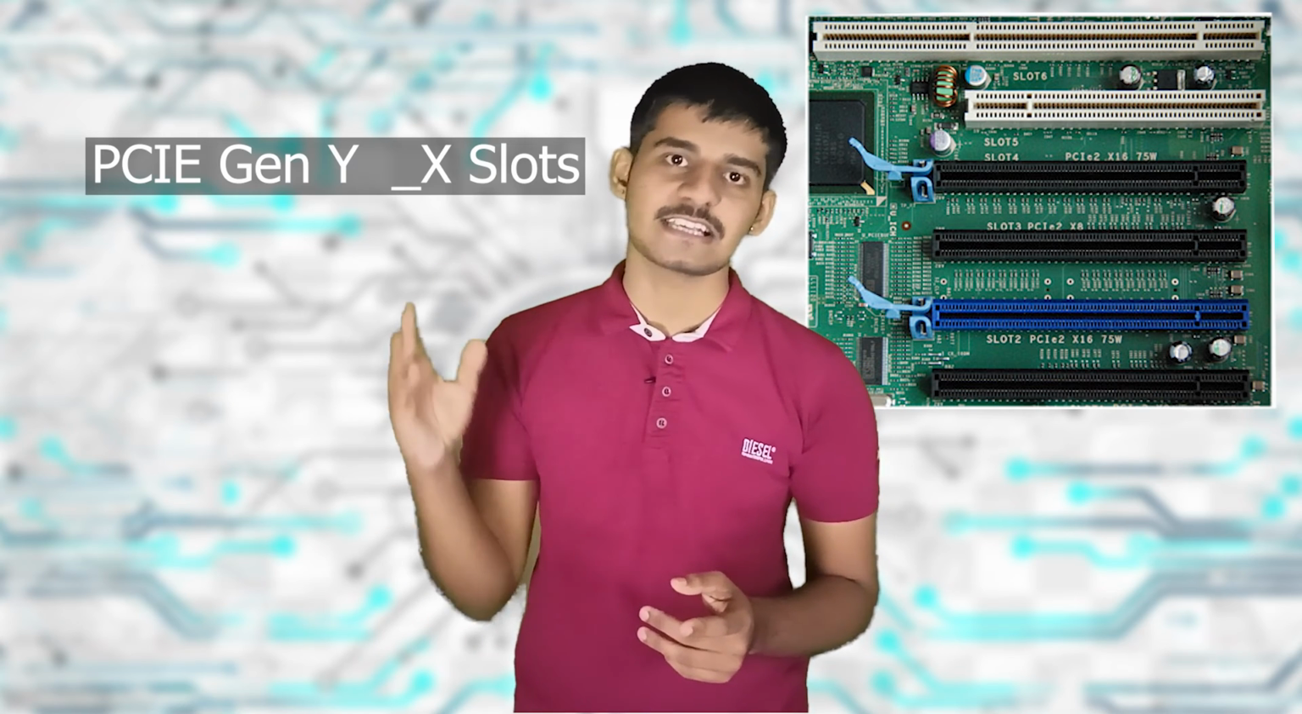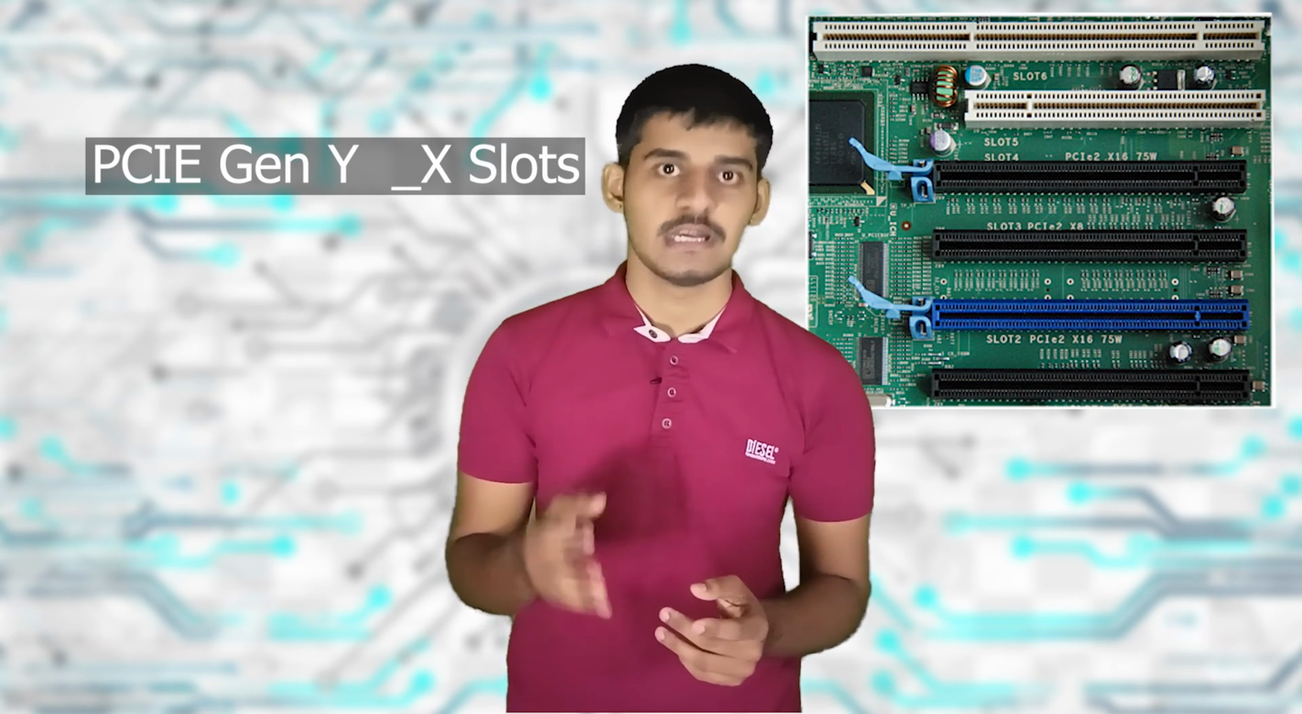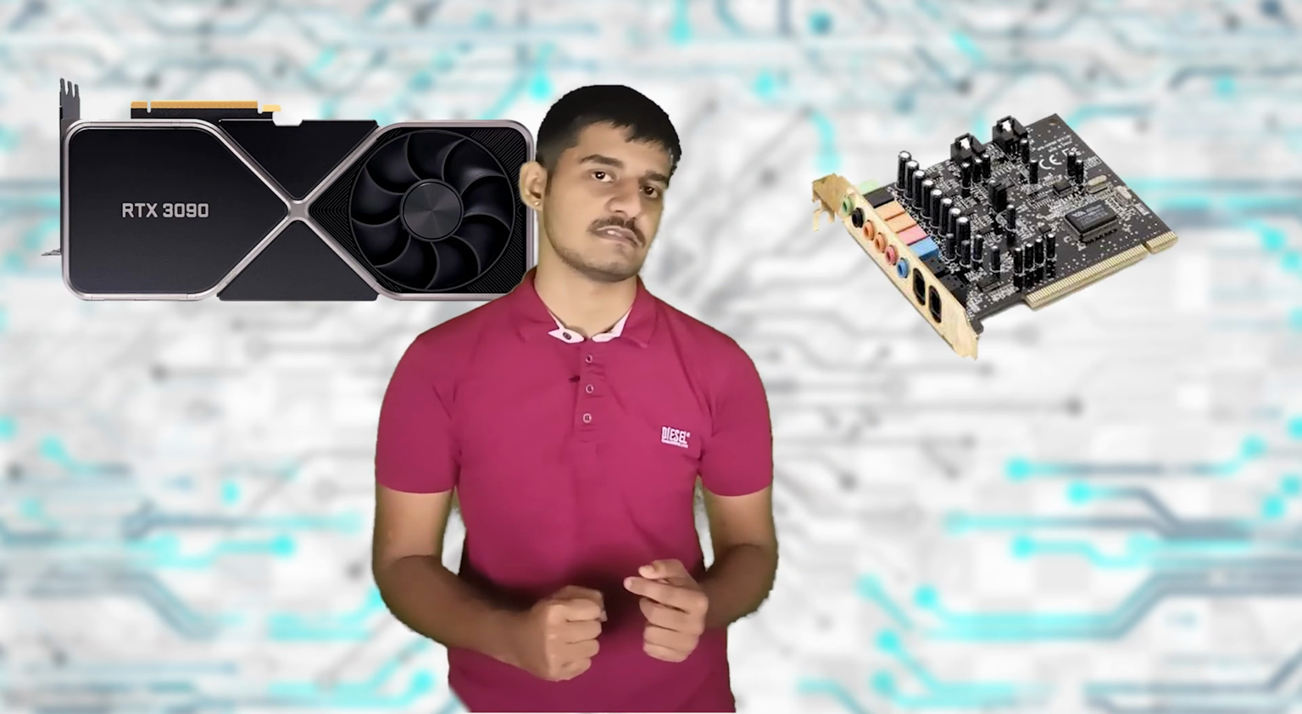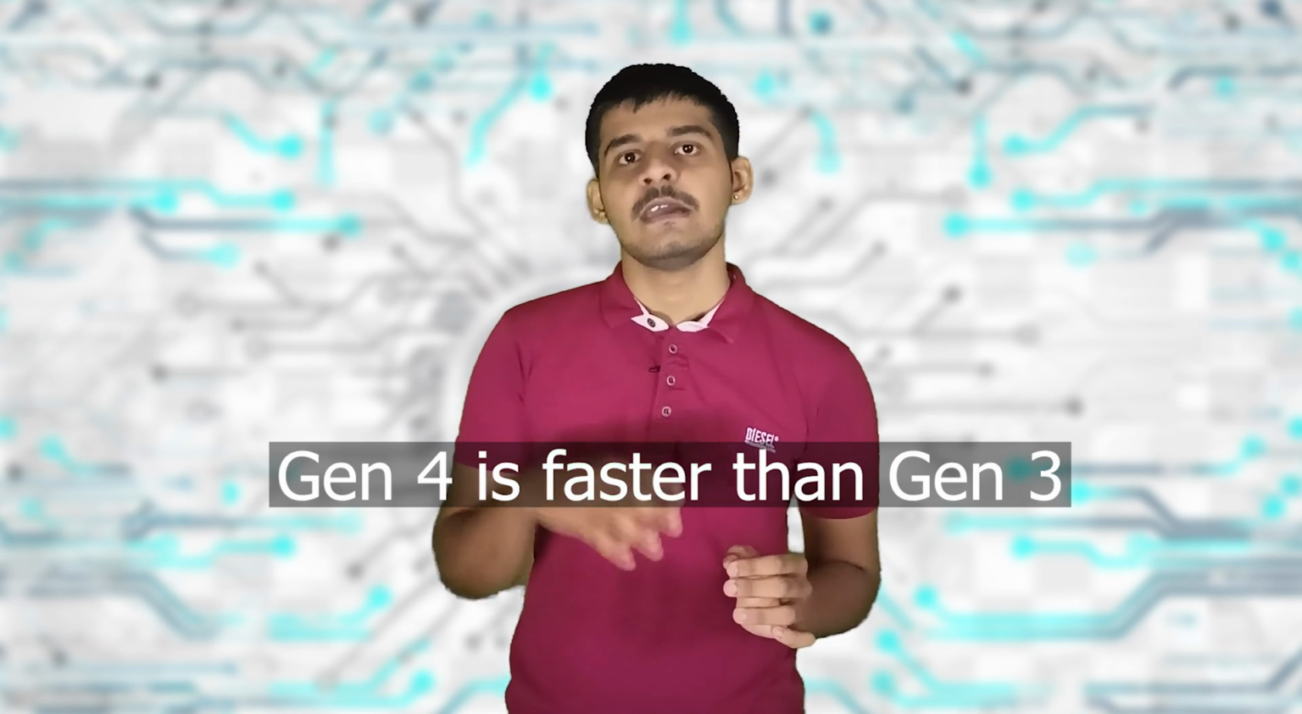You might have seen PCIe Gen Y-X slots on your motherboard, the large slots used for connecting peripheral devices like graphic cards, sound cards, or sometimes even storage devices. All these PCIe devices are connected in parallel to the motherboard chipset or to the CPU. The generation of a PCIe slot indicates the amount of bits it can move per second. Generally, the more the better. And the X in a slot, for example, a 16X slot, means there are 16 parallel lanes connected to the slot.